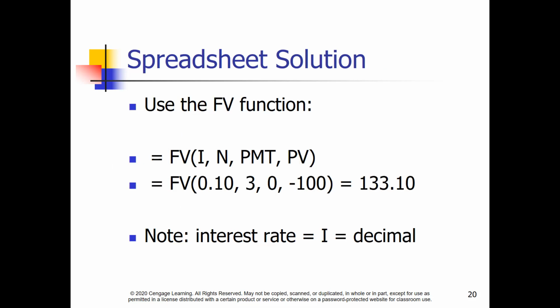Naturally, Excel has a financial function for future value, FV. Accessing the function through the FX key at the top brings up a window where you can enter the values or, preferably, point to the cells containing the values. Note that in Excel, the interest rate is entered as a decimal. 10% is 0.10, whereas in your calculator, 10% is entered as a whole number, 10.